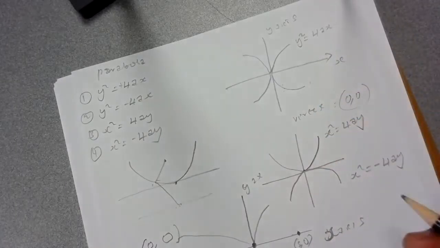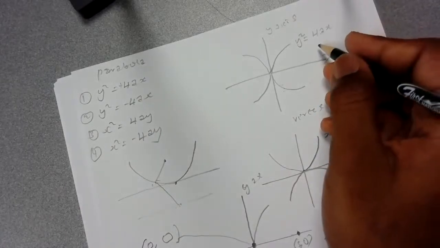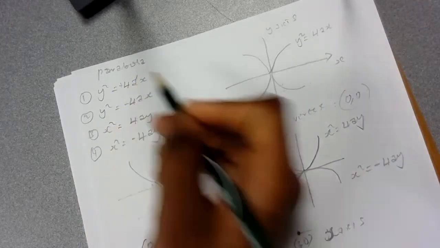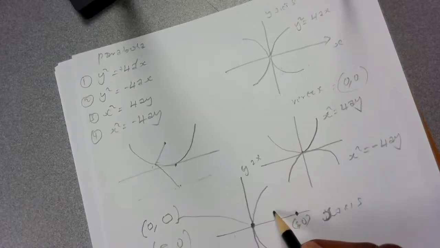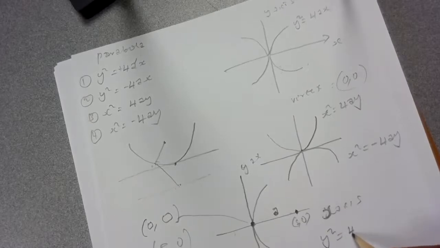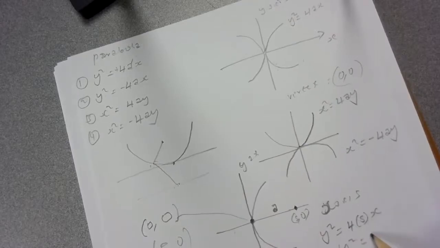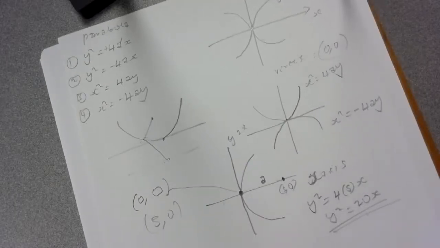Now we just substitute for a, because the distance between the vertex and the focus is called a. So the equation of this parabola is y squared equals 4 times a, and a is 5, so y squared equals 4 times 5x, which is 20x. So that is the equation of this parabola.